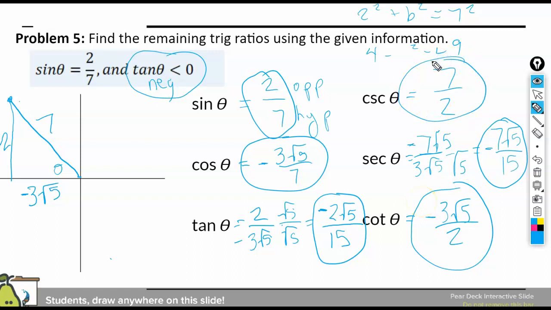And it didn't ask me for the angle, so I don't have to worry about that. But I was able to find all of my sines and my cosines and my secants and cosecants using the clue that they gave me to help me find my angle.